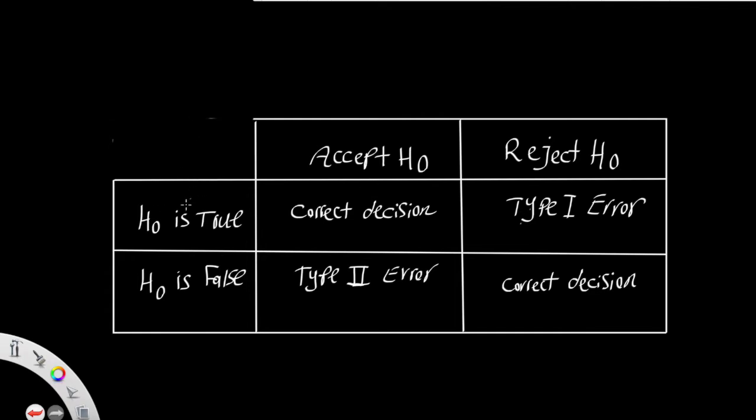Now, as you see in the first row, if the null hypothesis or H0 is true and it is accepted, you have made a correct decision. But if H0 is true and it is rejected, it is called a type 1 error. In the second row, H0 is false while it is accepted. So here a type 2 error occurs. If H0 is false and it is rejected, here a correct decision has been made.